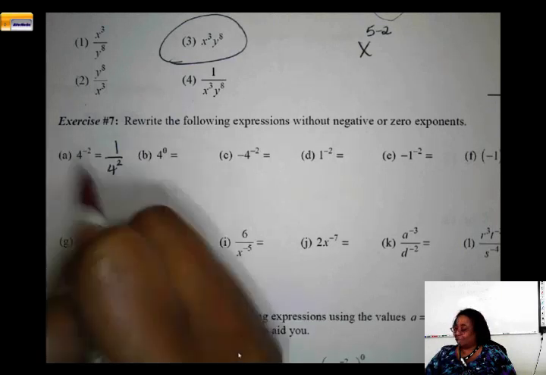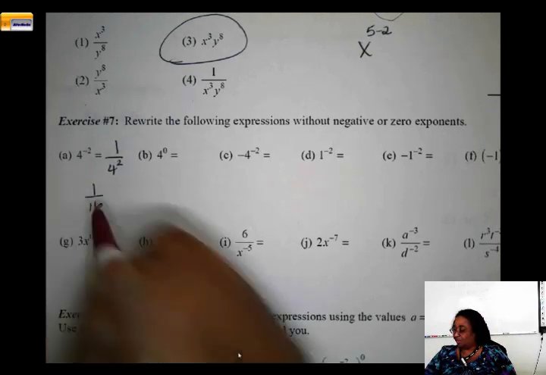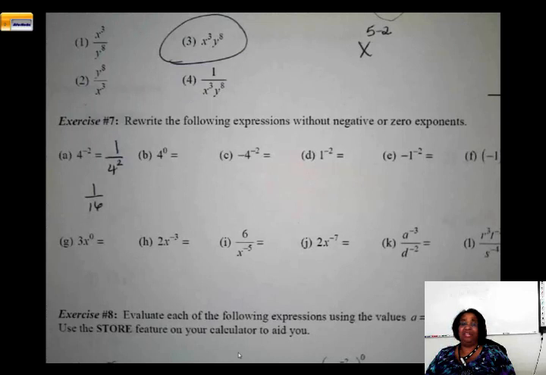That's the same as 1 over 16. So either one is okay. If you were to evaluate 4 squared, it would be 1 over 16. I think they don't really care. They just want to see you take care of the exponents.